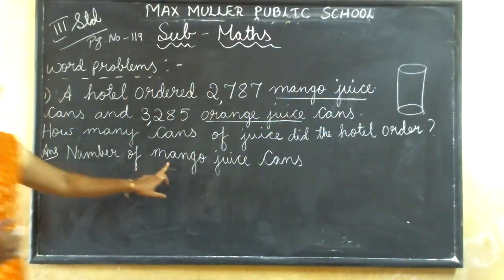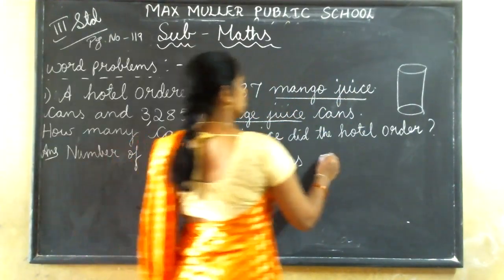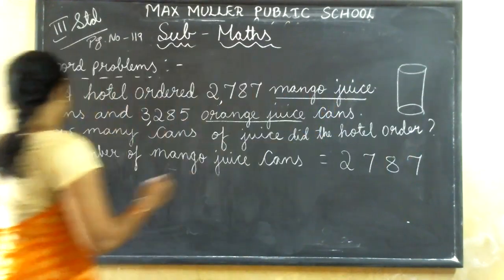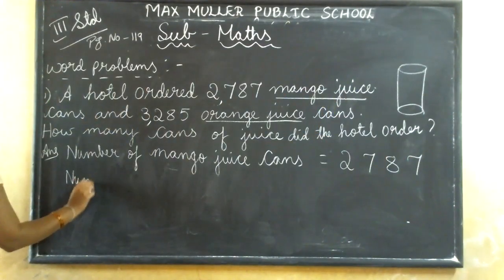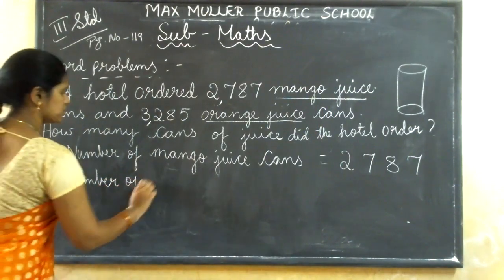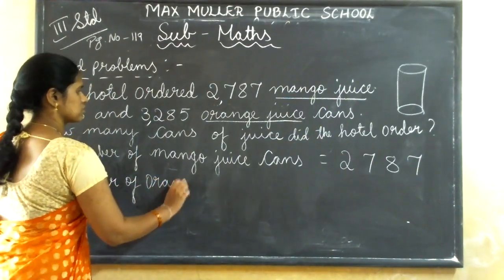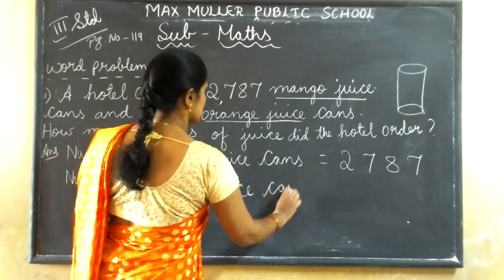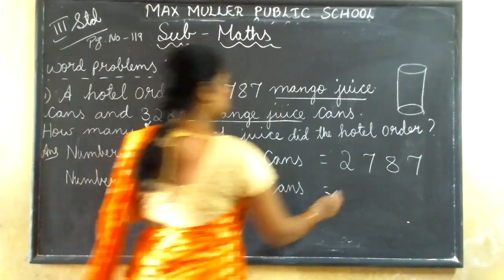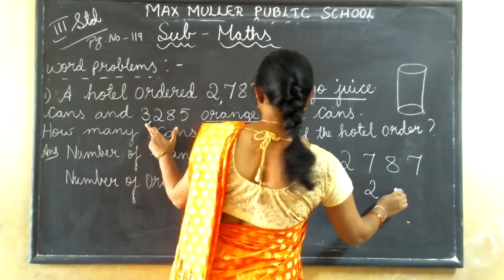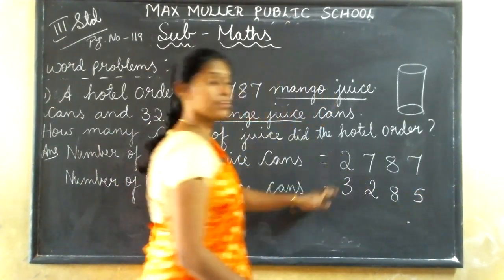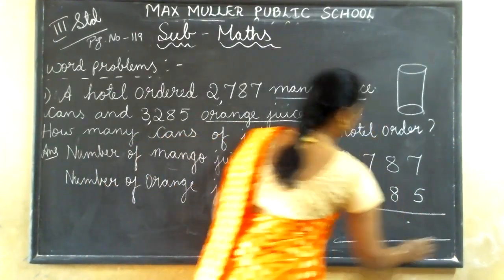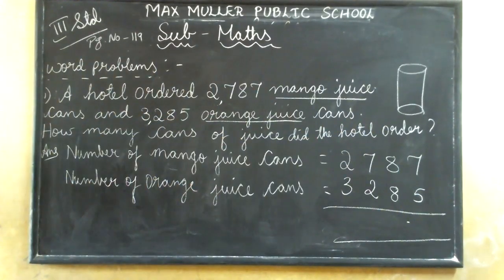Number of mango juice cans. How much? 2,787. So next one, number of orange juice cans. So how much? 3,285. One below the other you have to write. Then only easily you can add. See here. Next, what you are going to do to find the answer? You are going to add that one.